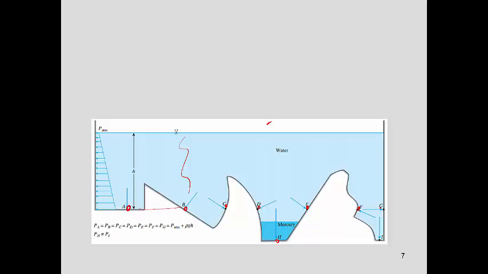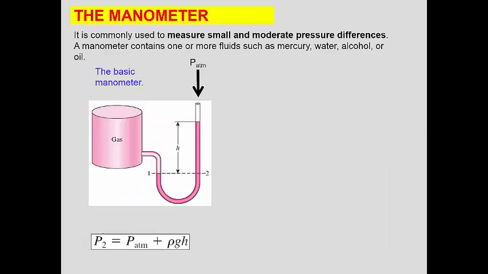So like here, H and I are at the same level. Here I have mercury, and here I have water. So the pressures in H and I are not going to be the same.